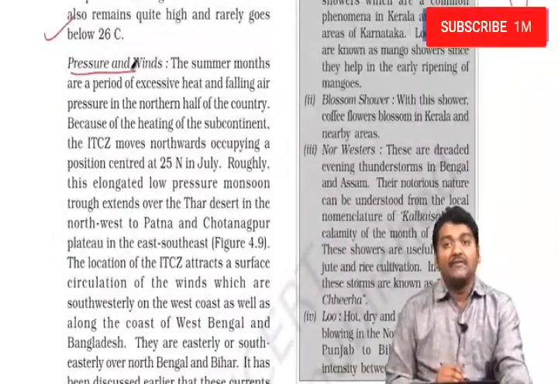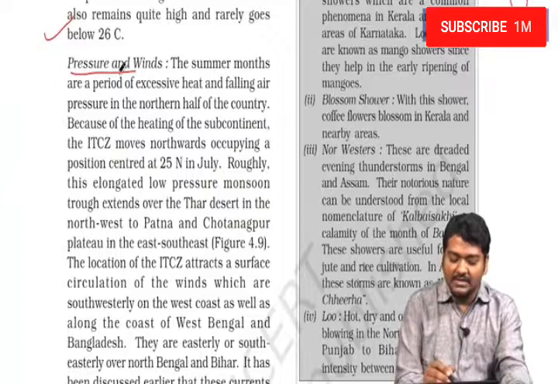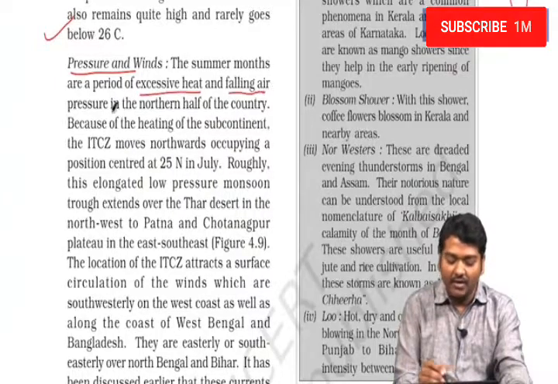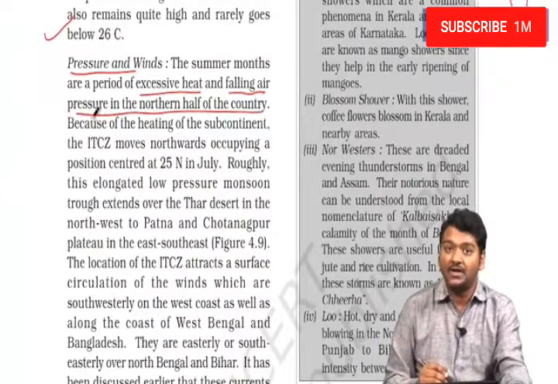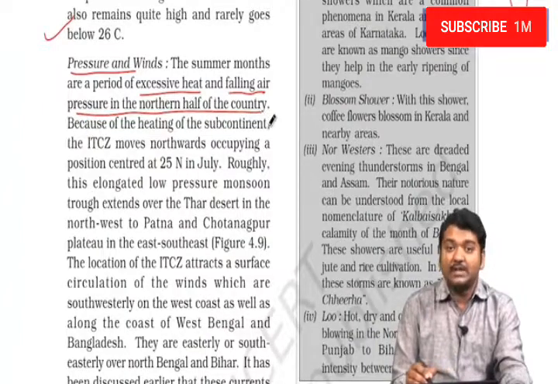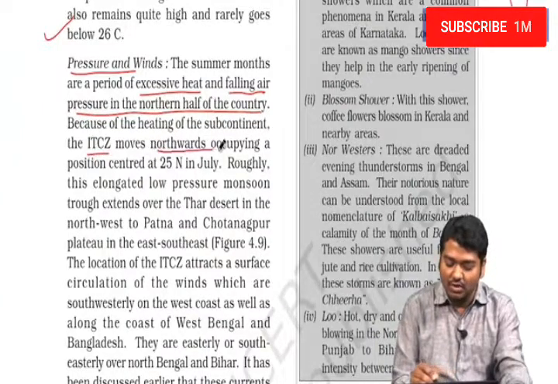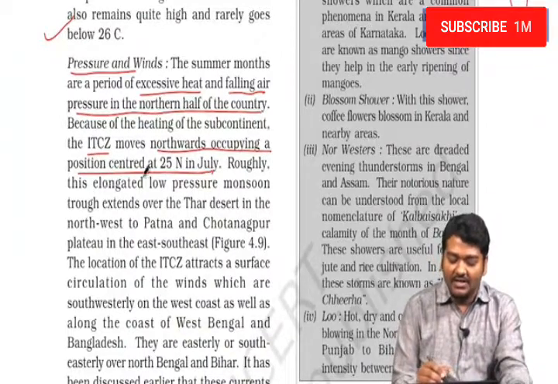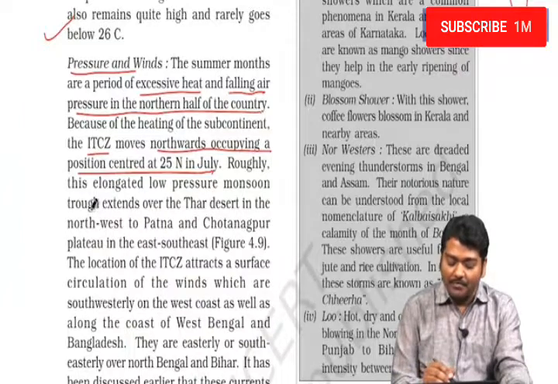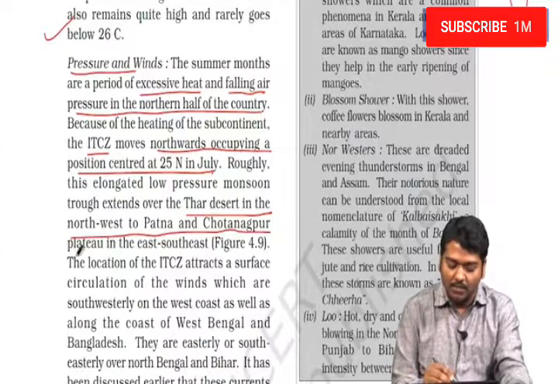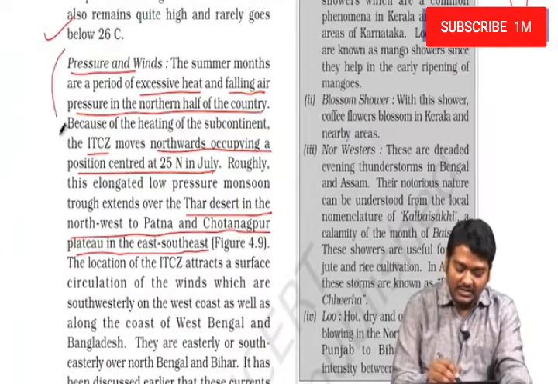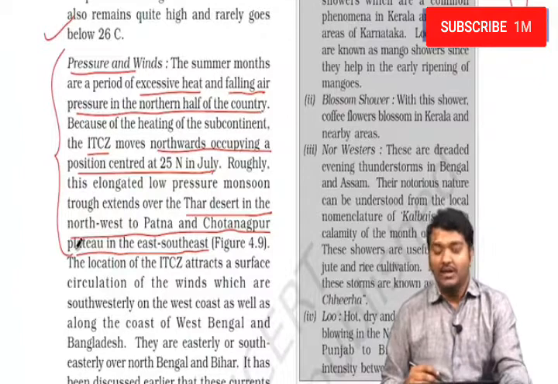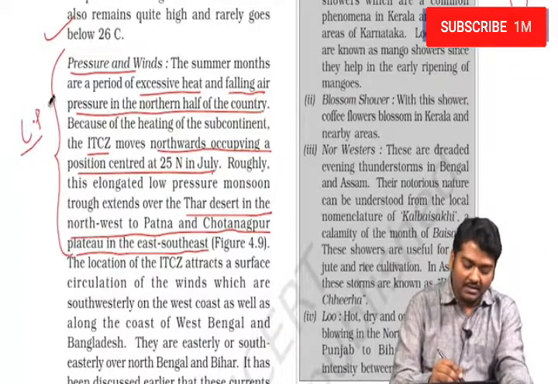And then we need to understand pressure and winds. When I am talking about pressure and winds, the summer months are a period of excessive heat and falling air pressure in the northern half of the country. Because of the heating of the subcontinent, the ITCZ moves northward, occupying a position centered around 25 degrees north. Roughly, this elongated low pressure monsoon trough extends over the Thar desert in the northwest to Patna and Chotanagpur plateau in the east-southeast region. So you will have low pressure developed first.